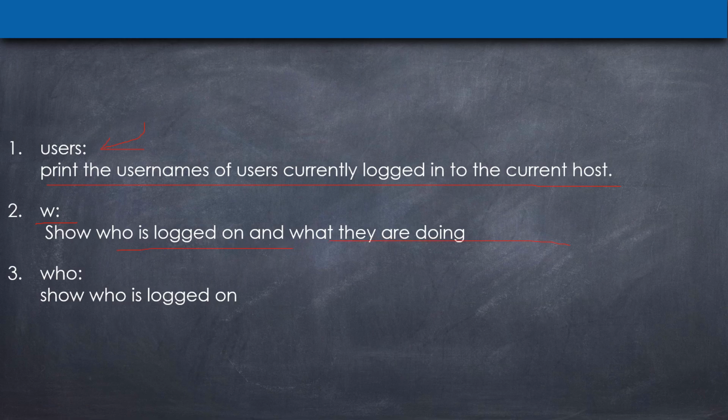You can use w to see who is logged in and what they are doing. This will display who the users logged in are, which terminal they are logged in to, what files they have opened, those kinds of things. The who command shows who is logged on. So these are basically similar commands to see information related to the current sessions of the users logging into the current system.